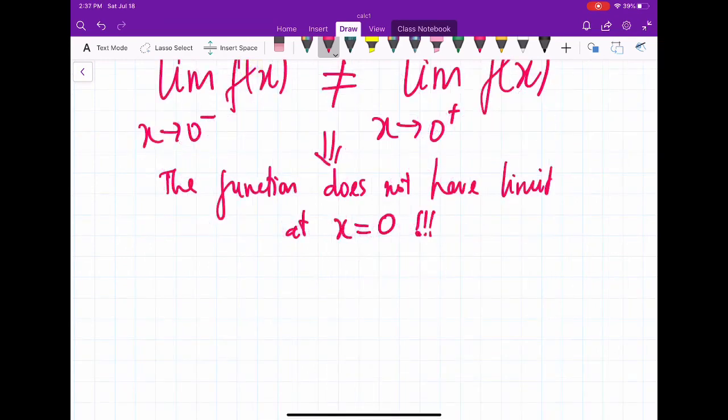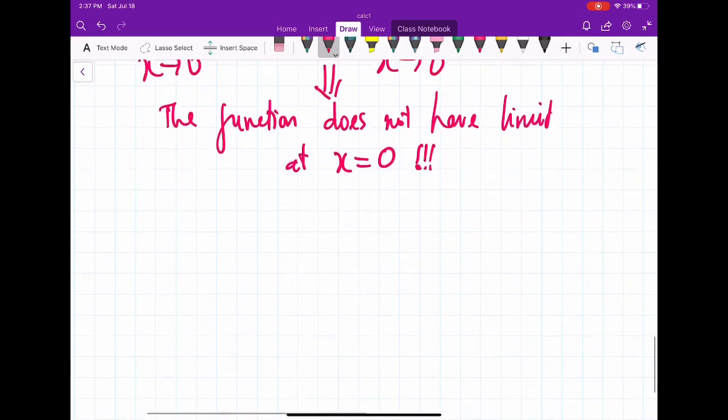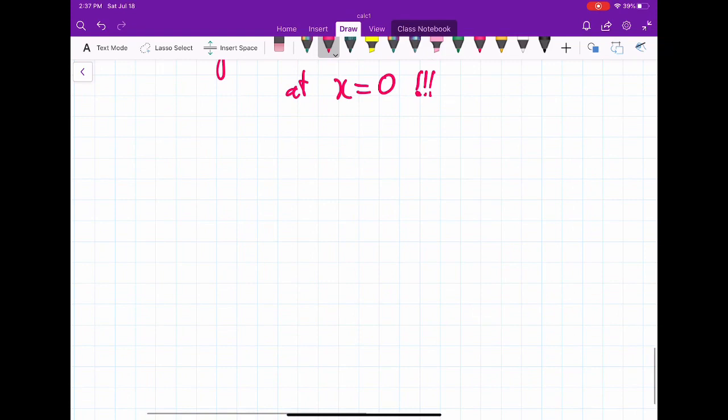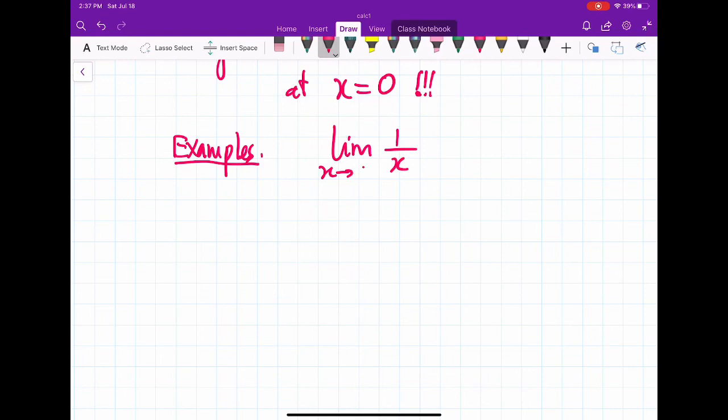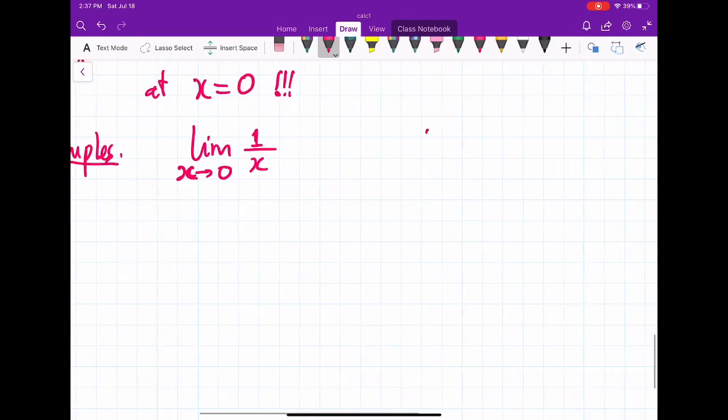Done. In order to finish this section, I would like to consider 2 more examples. Those examples are very typical, so I hope that you understand them because we will use them in the future. Now I need to find the limit of the function 1 over x when x approaches 0. I write another limit right here so we can compare them: the limit of 1 over x squared when x approaches 0.